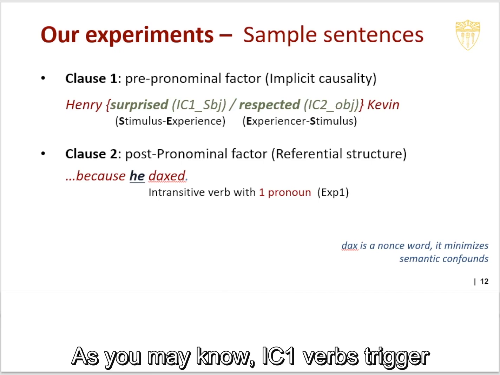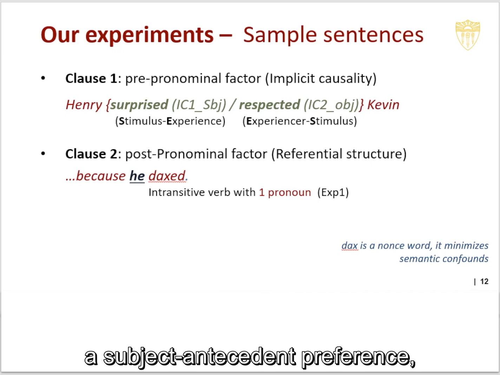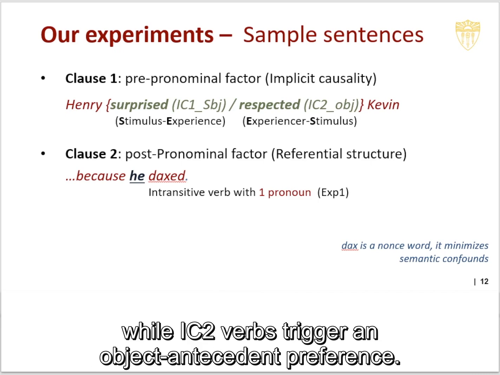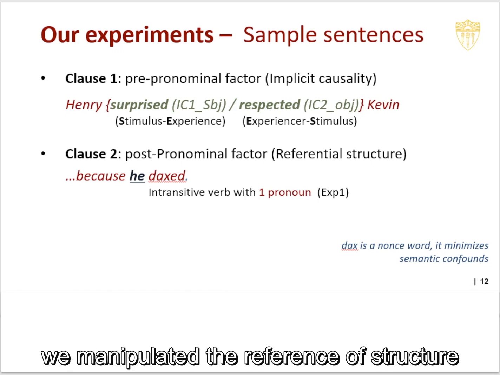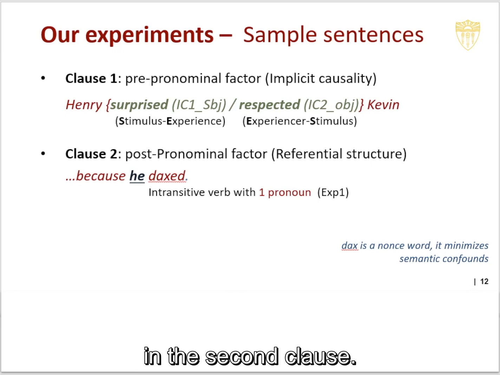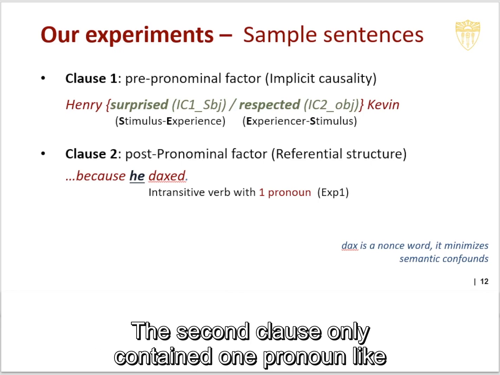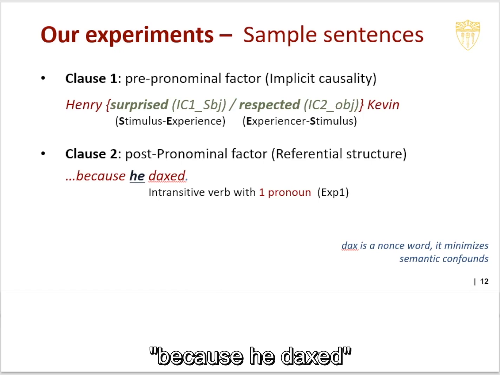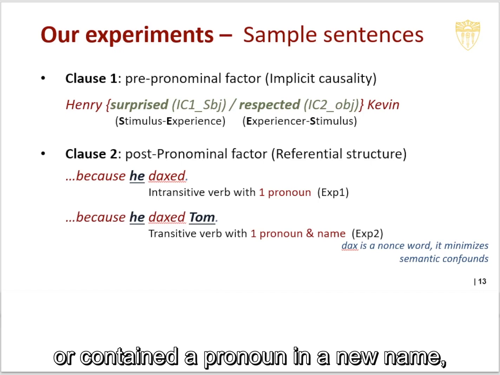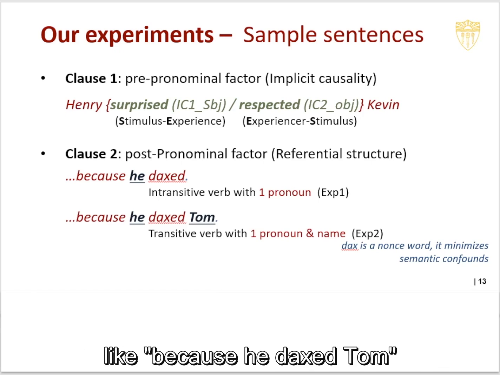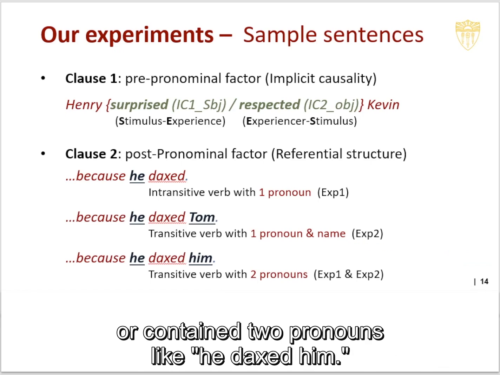As you may know, I see one verb trigger a subject antecedent preference, while I see two verbs trigger an object antecedent preference. And then, as for post-pronominal factor, we manipulated the referential structure in the second clause. The second clause only contained one pronoun like because he texted, or contained a pronoun and a new name like because he texted Tom, or contained two pronouns like he texted him.